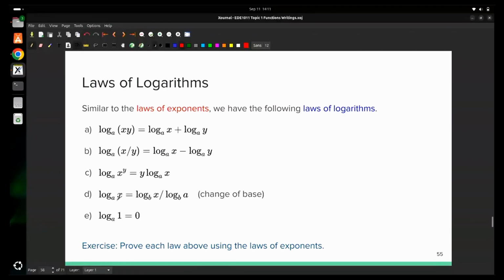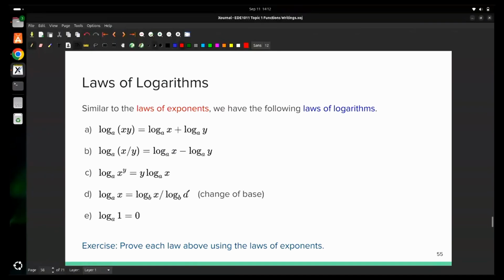Then this is what we call a change of base. You can see log base A of x. If you want to change to log base B, it's really just log base B of x divided by log base B of A. So it's almost like you put a log base B, then you put the x on top, A below. Is that okay? Every one of them can be proven easily using the laws of exponents.